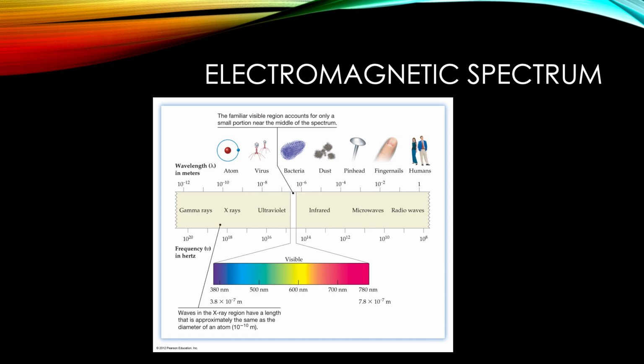The electromagnetic spectrum, what this is, it's really just a collection of different types of electromagnetic radiation. Light is just one type. You've probably heard of things like ultraviolet, infrared, microwaves, radio waves, gamma rays, X-rays. You've probably heard almost all of these at some point in your life, or are at least familiar with a few of these.